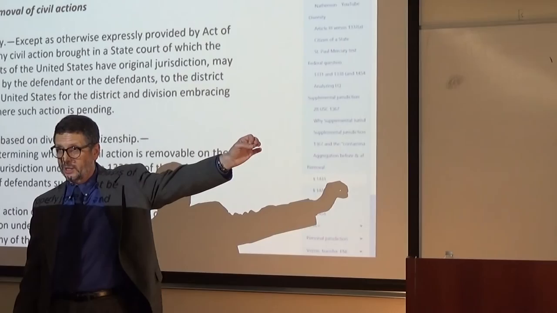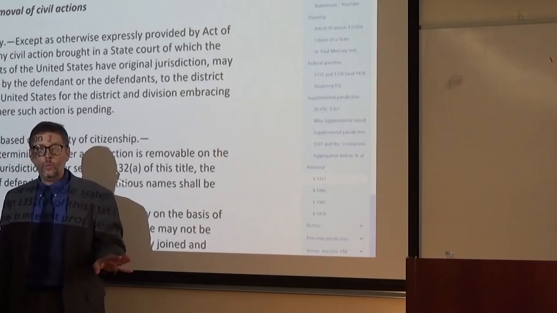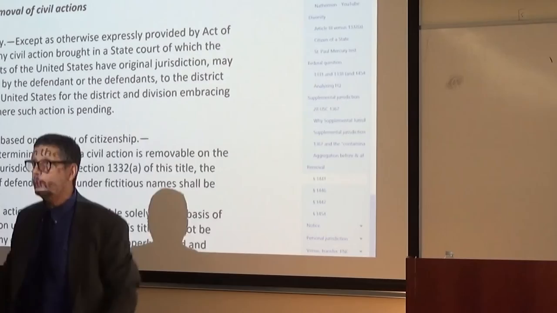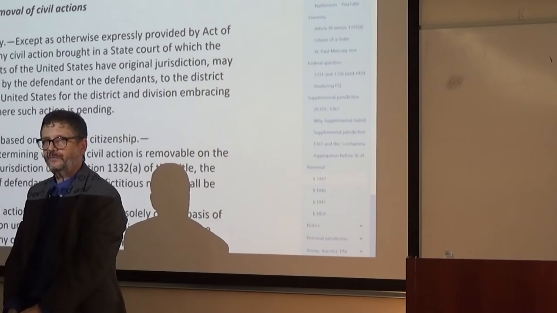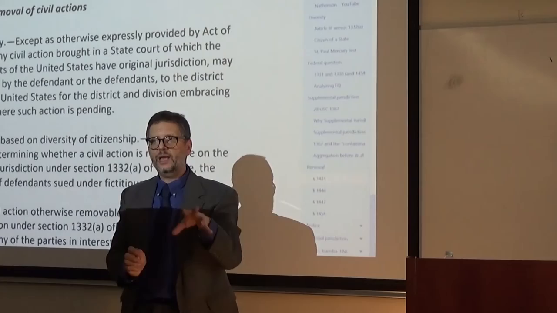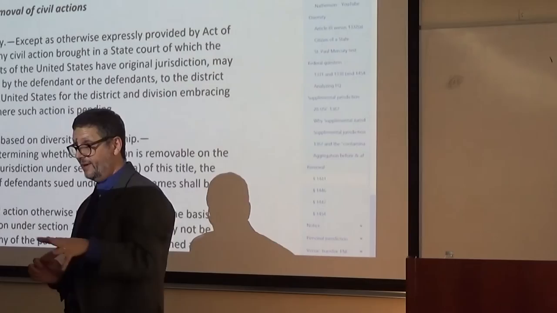Now, if removal is improper, then what either the plaintiff will do, or sometimes even the defendant, or the court will suggest, is remand. And remand is when it goes from the federal court to which it was removed back down to the state court from which it came. Okay, so you've got removal, remand. And keep in mind that removal is only done by defendants. Judges don't remove. So say you're in state court and the judge thinks, this would be better in federal court. It's the defendants who remove, not the judge.